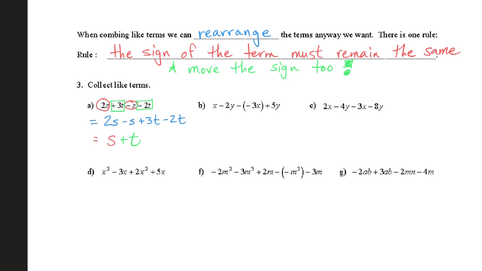Okay, I want you to pause the video and attempt the next 5 problems. Go through them all, and we'll see if we match up in the end. Okay, pause the video now.